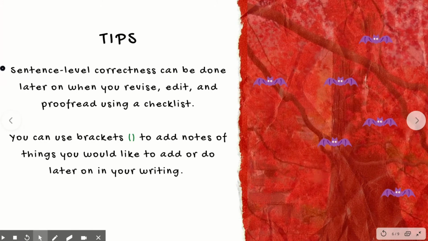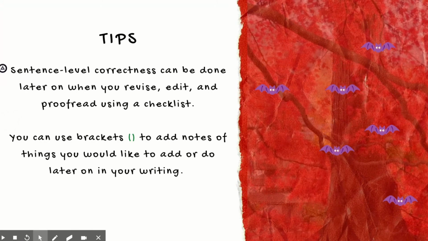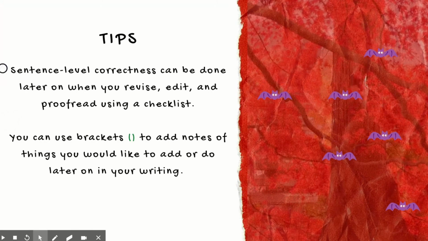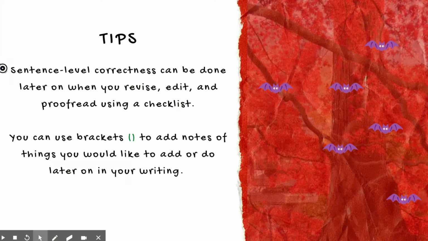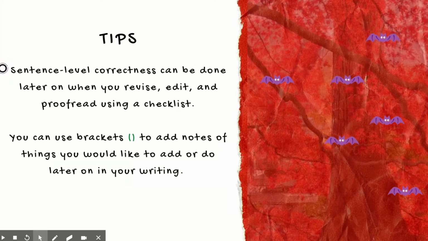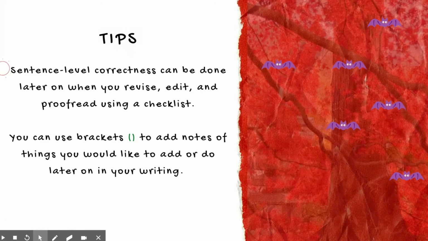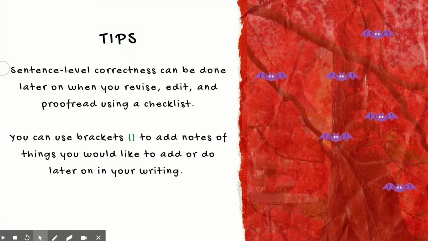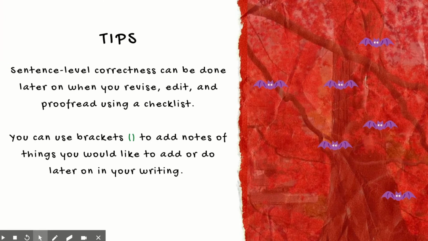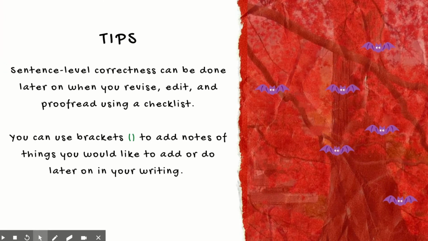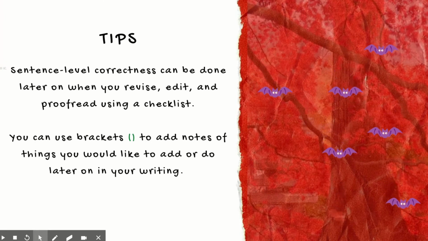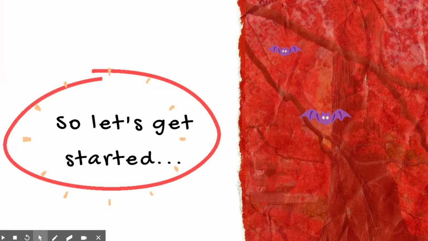Here are a few tips for drafting. Sentence level correctness can be done later on when you revise, edit, and proofread using a checklist. We are going to do this step together. You can also use brackets in your writing when drafting to add notes of things you would like to add or do later on in your writing. You will see me using this in my writing. Grab your flea map and let's get ready to start your first draft.